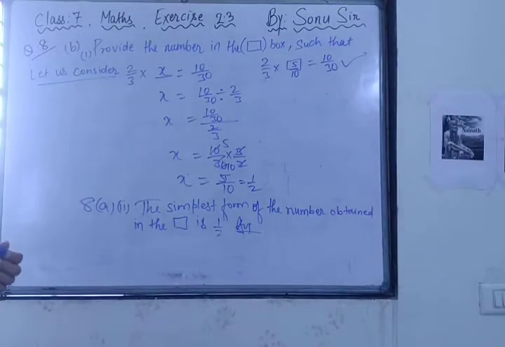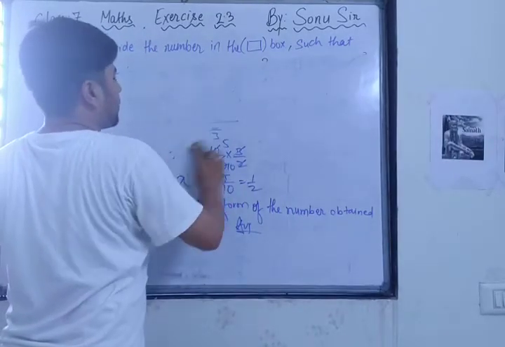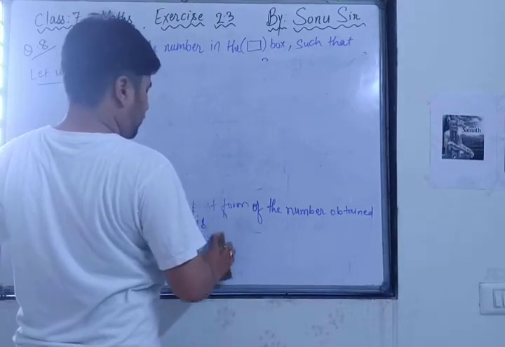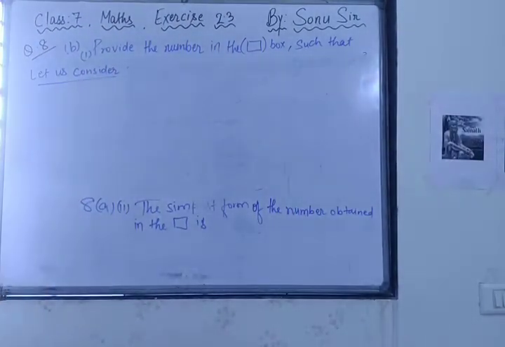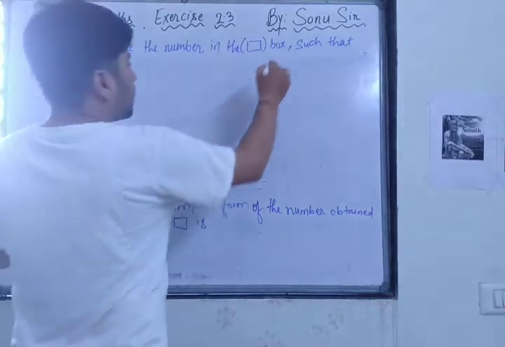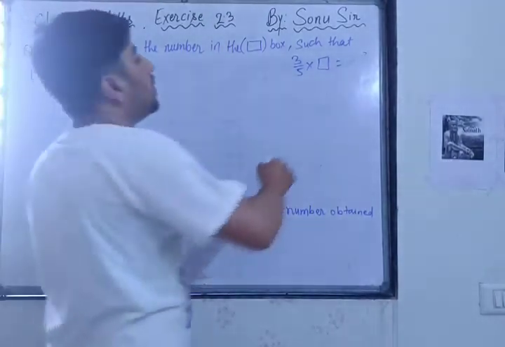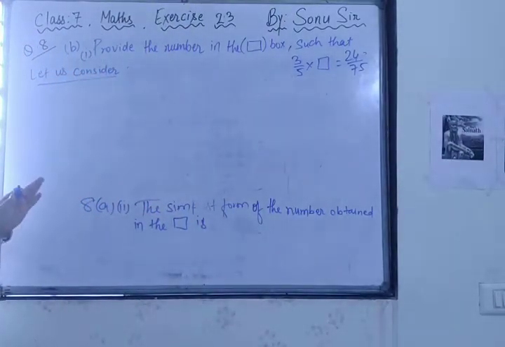Okay, if you know the process, then it is the same thing. Such that 3 by 5 into box is equal to 24 by 75, here the number is changed. 3 by 5 into box is equal to 24 upon 75. Got it? Have you seen the question? There is no change in this question, only the digits are changed.